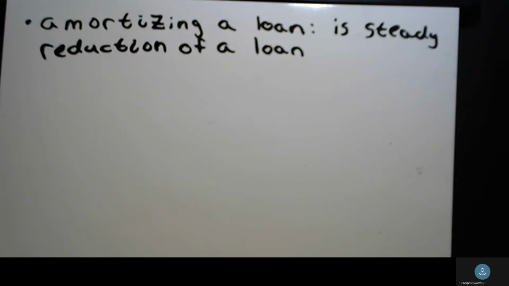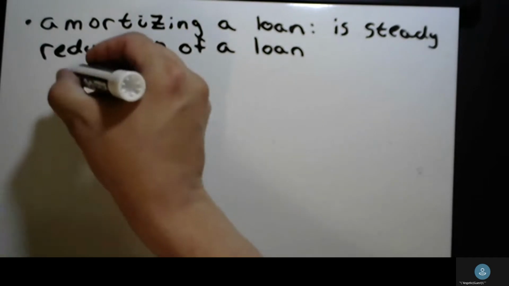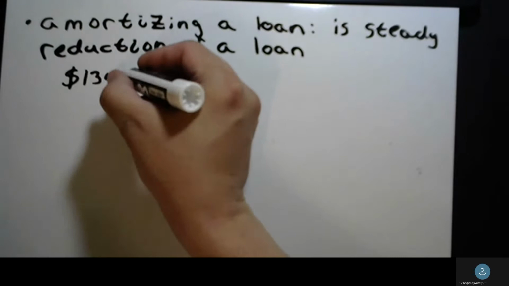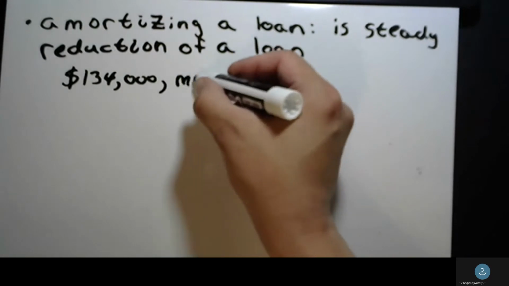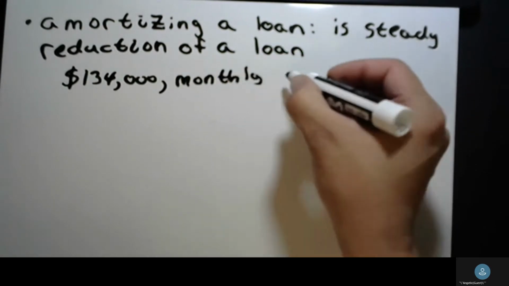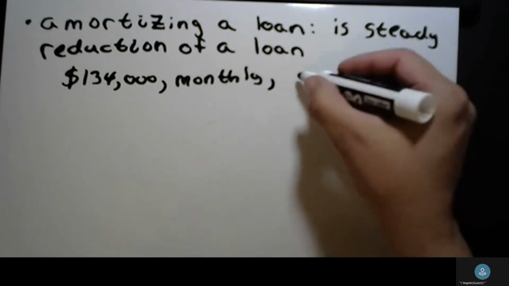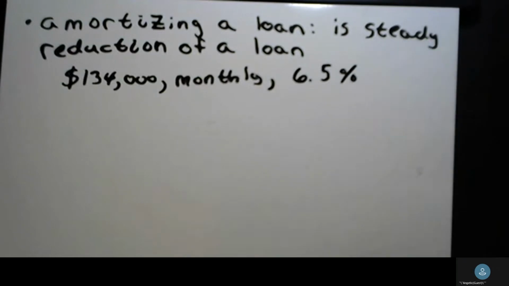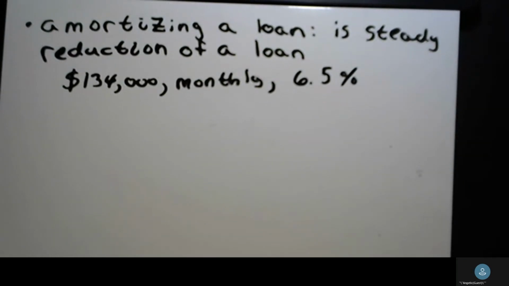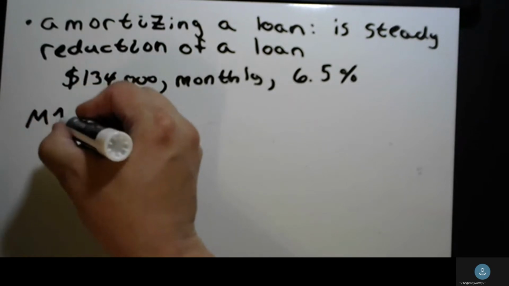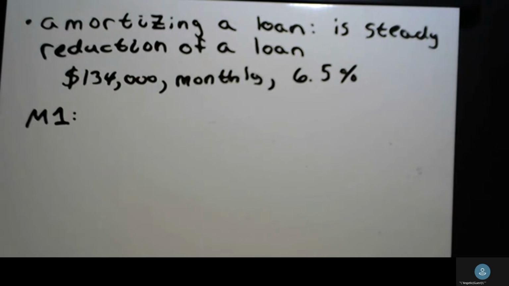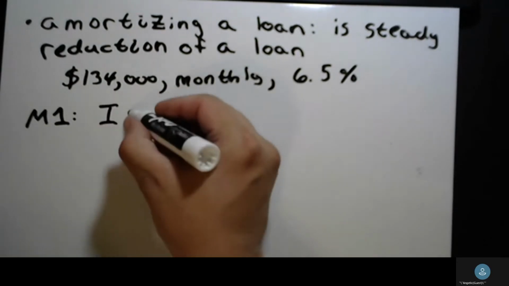So the way we figure this out, let's stick with our example. So for example, we had a mortgage of $134,000. So that's what we need to pay back. We have monthly payments. And then there's an annual interest rate of 6.5%. So what we want to figure out is this. What's the interest on this loan at the end of the first month? So we just purchased this condominium. So let's say this is M1, the end of the first month.